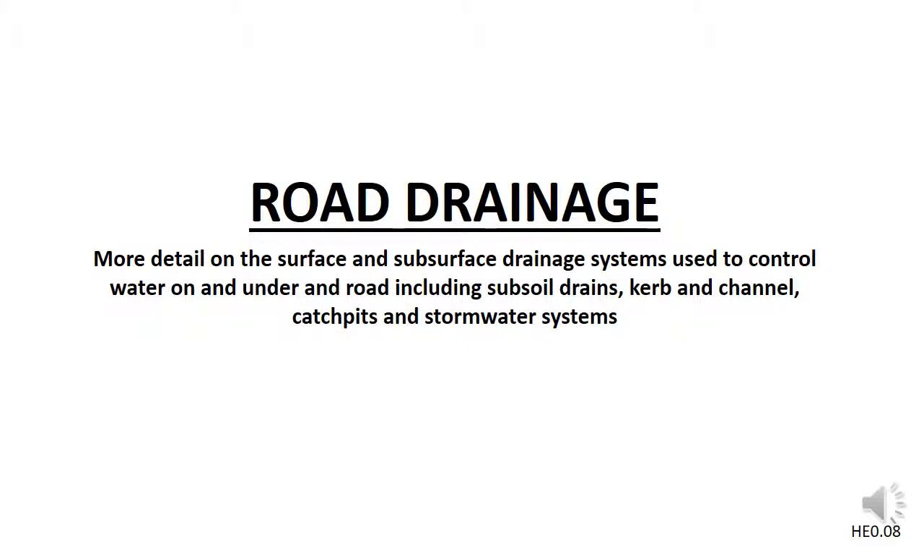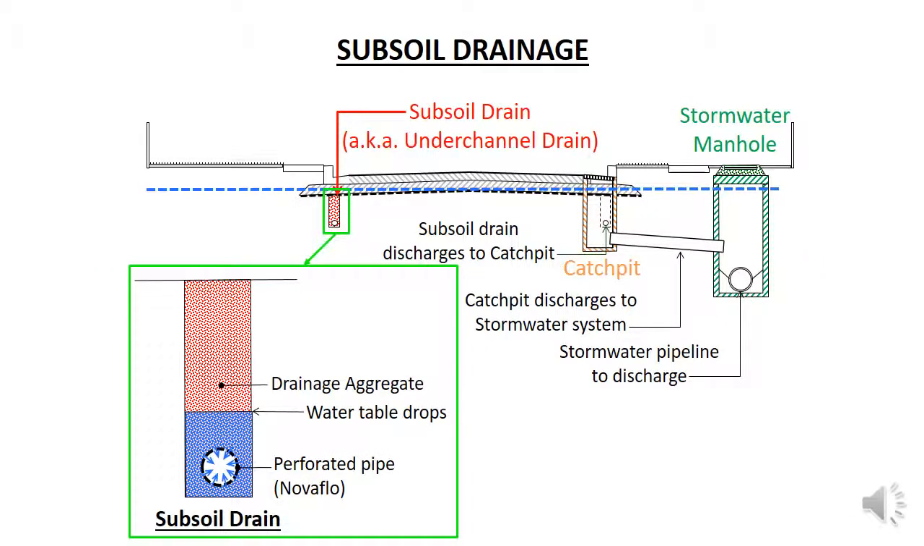In this video, we will provide more detail on the surface and subsurface drainage systems used to control water on and under a road. Water can get under the road surface. This is called subsurface water. This subsurface water can come from surface water soaking through cracks in a road surface, from surface water flowing onto the road, or from the water table rising up into the pavement.